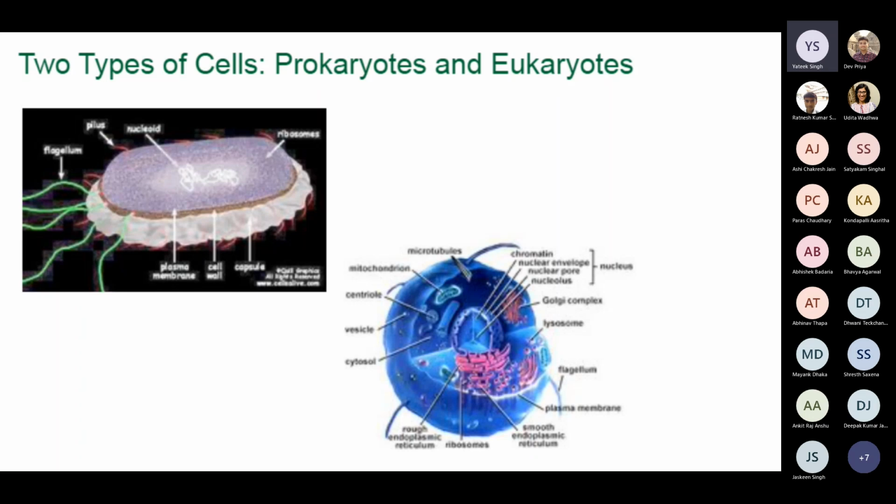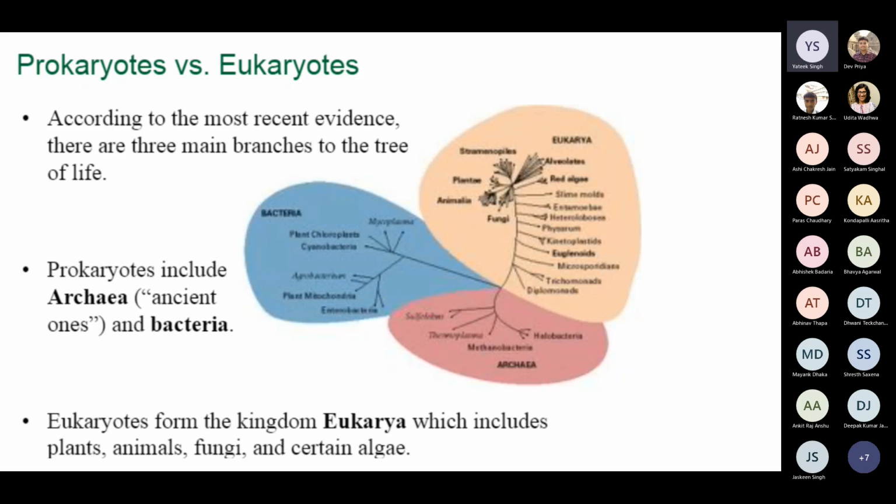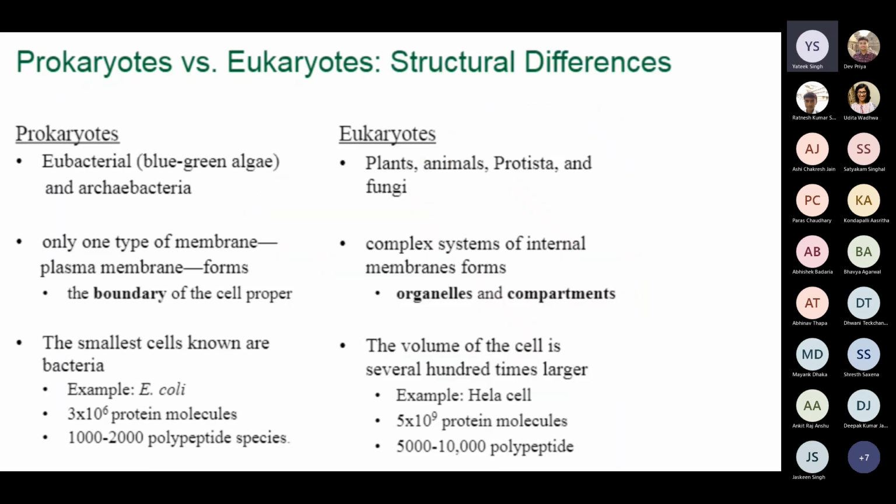Again, two types of cells, eukaryotic and prokaryotic cells. This is how they look like. They can be organized phylogenetically in three kingdoms: the bacteria kingdom, the eukarya kingdom, and the archaea kingdom. The eukarya kingdom is what we belong to. It contains plants, animals, fungi, and different kinds of algae. The archaea kingdom is the ancient sort of organisms which are probably the ancestors of both eukaryotes and prokaryotes. And then you have the prokaryote kingdom, which is mostly bacteria and other kinds of single cell organisms.